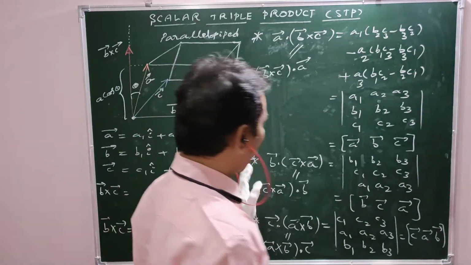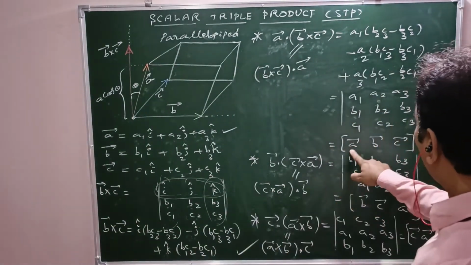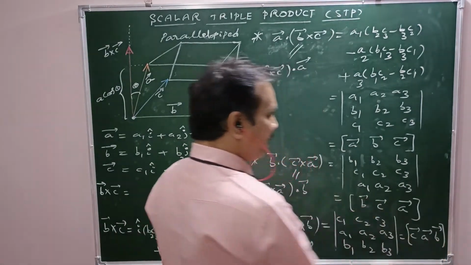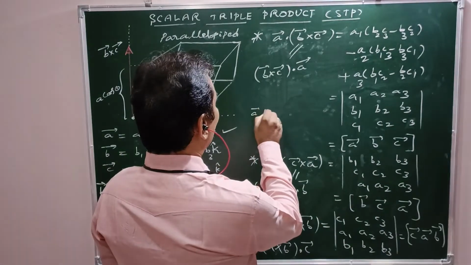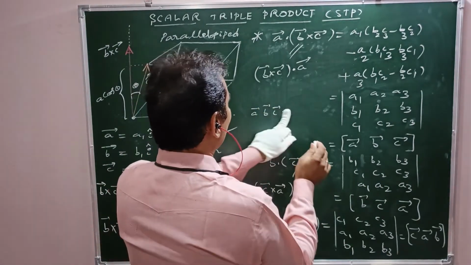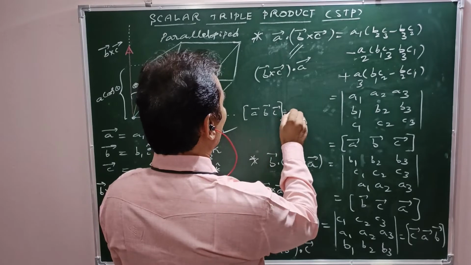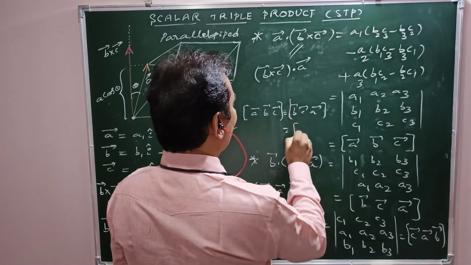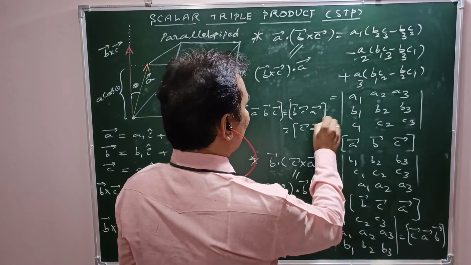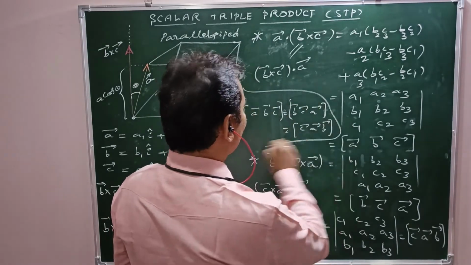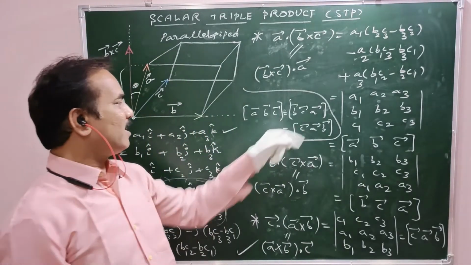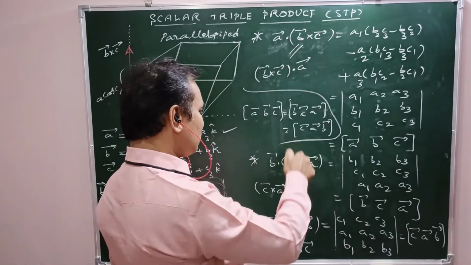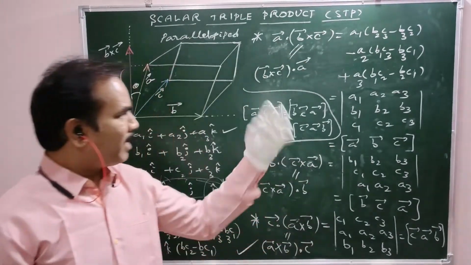So that is what I am writing. Bracket A bar B bar C bar is equal to bracket B bar C bar A bar, which is equal to bracket C bar A bar B bar. All are the same. Bracket ABC is equal to bracket BCA, which is equal to bracket CAB. You can write it in many ways.